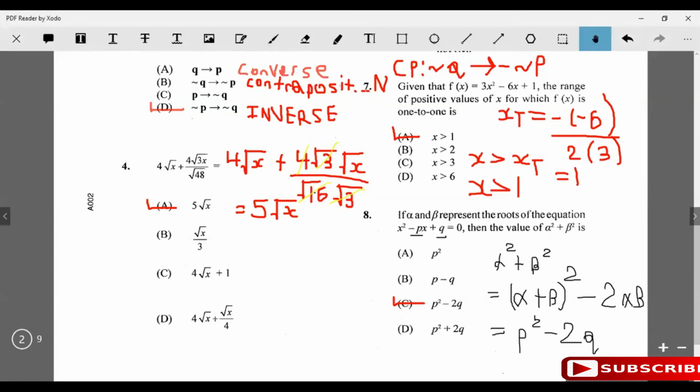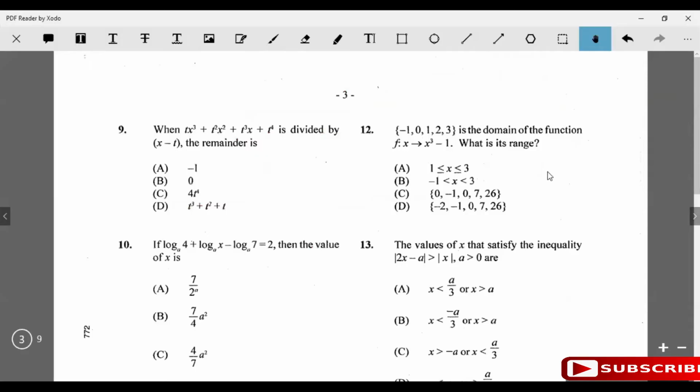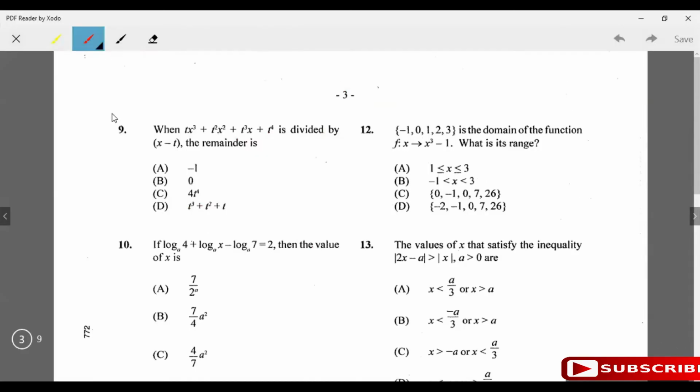All right, so 3 questions repeated out of the first 8 questions. So let's move on to question 9. Question 9 is another new question, right? And what this is asking, it says, when t times x cubed plus t squared x squared plus t cubed x plus t to the 4 is divided by x minus t, what is the remainder?